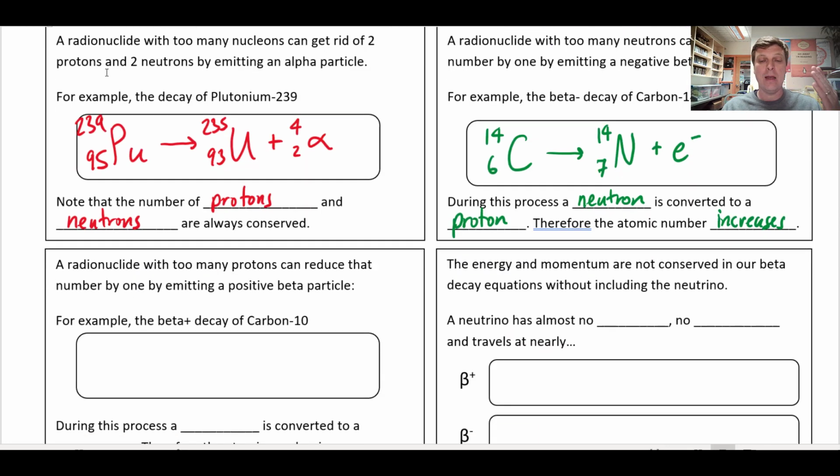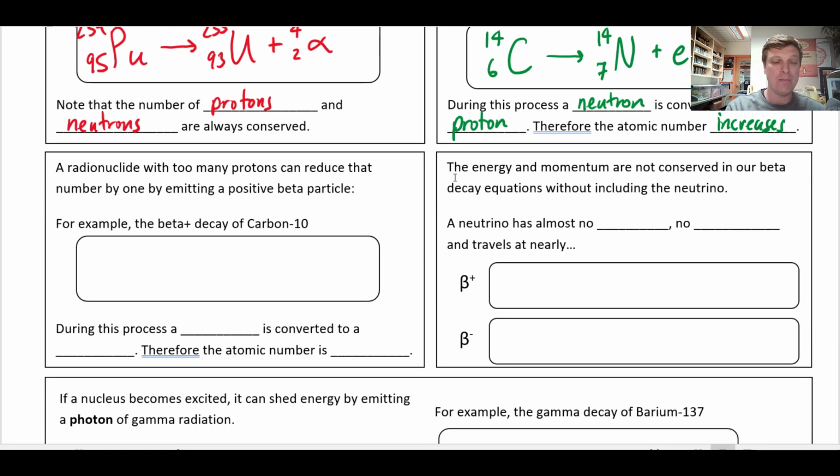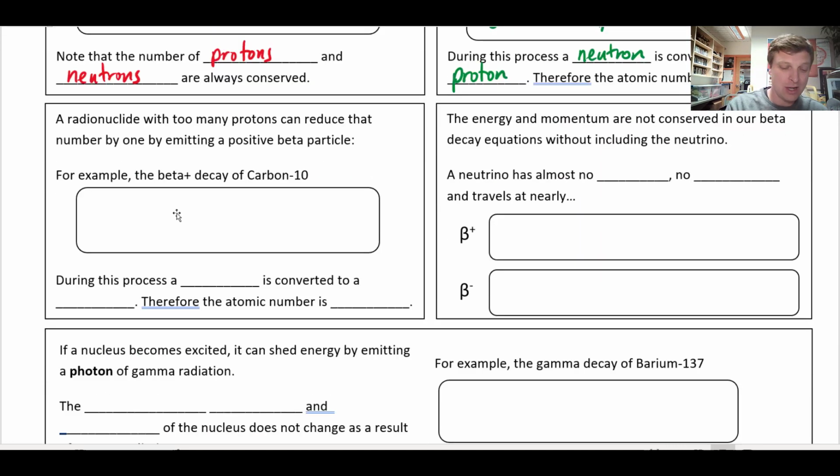Okay, so beta decay is a little bit strange because it actually comes in 2 forms. It turns out that there is something called beta minus decay, and what we were just looking at was beta minus decay, but there's also something called beta plus decay. And I want to talk about beta plus decay. So beta plus decay could happen to something called carbon 10.